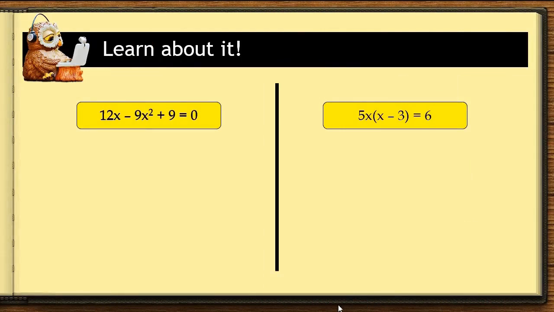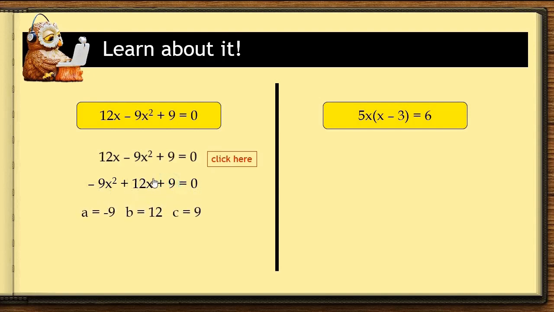Let us have another examples. This time, the equations are not in standard form. So let's start with the equation in the left part of the slide. 12x minus 9x squared plus 9 equals 0 is obviously not in its standard form because the quadratic term should be at the beginning of the equation. So, in rewriting the equation, we will have negative 9x squared plus 12x plus 9 equals 0, and it will be easy for us to identify the value of a, b, and c in this way.